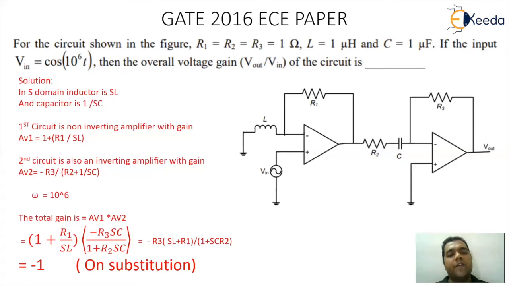If you observe carefully, on substitution of values we land at a value of minus 1, because in the function, the inductor and the capacitor terms will get cancelled out directly in the ratio, because both of them have the value 1 micro. So the left out term, minus of R3 times (SL plus R1) divided by 1 plus SC into R2, on substitution will give a value of minus 1. So the overall voltage gain of the circuitry is going to be minus 1. This is the answer, minus 1.